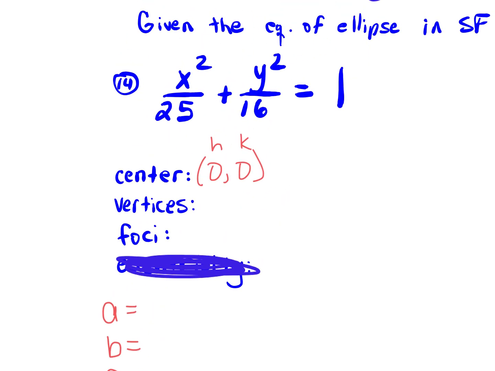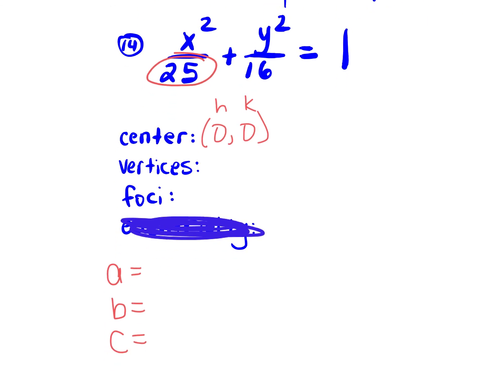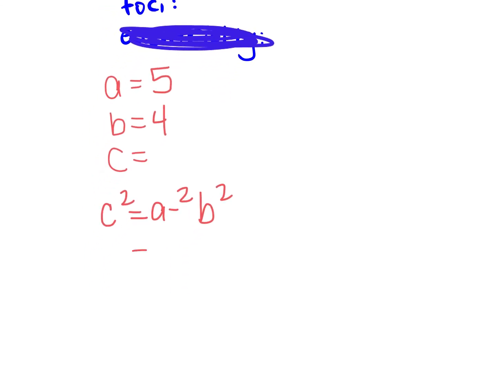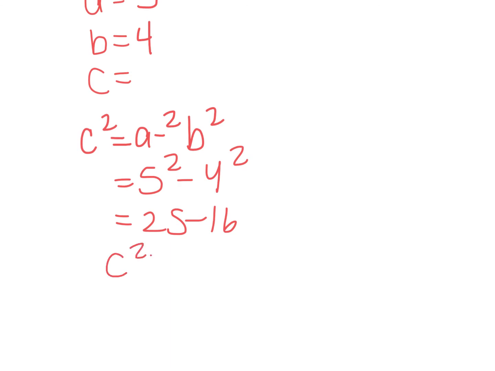So A squared in this case is 25, so that means your A value is 5. Your B value is from the smaller number. B squared is 16, so your B is 4. And then to find the C value, you would say C squared equals A squared minus B squared. So it's 5 squared minus 4 squared, 25 minus 16. So C squared equals 9. So your C value is 3.